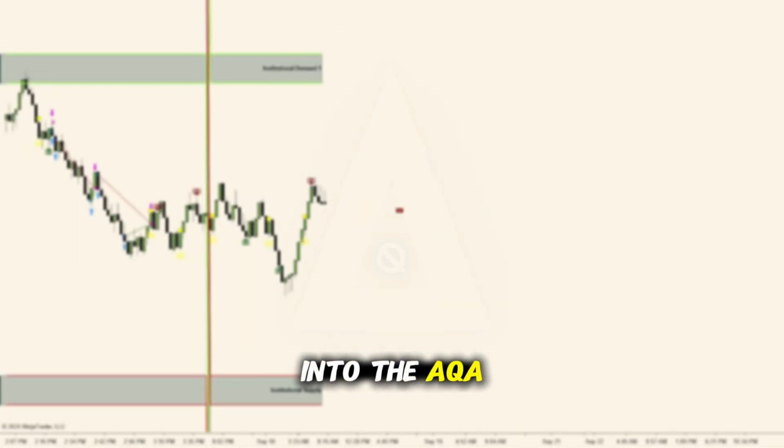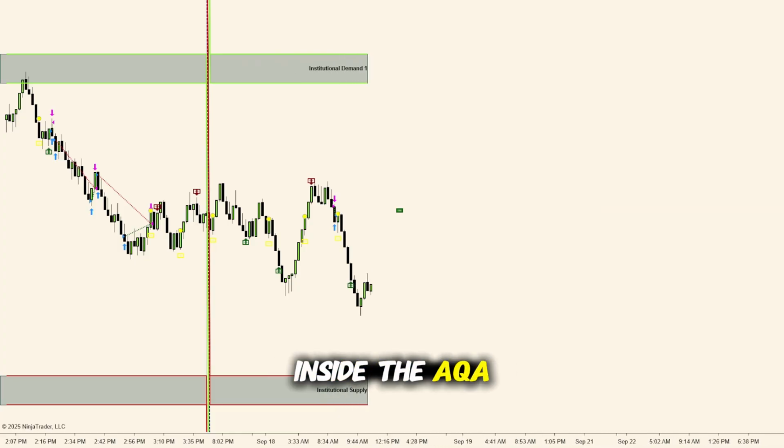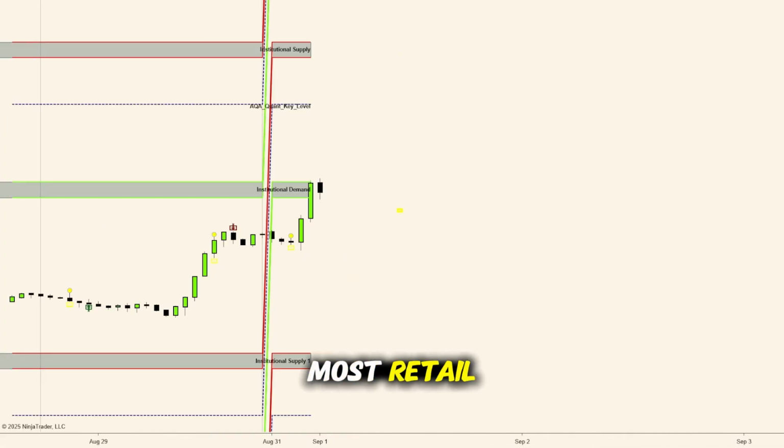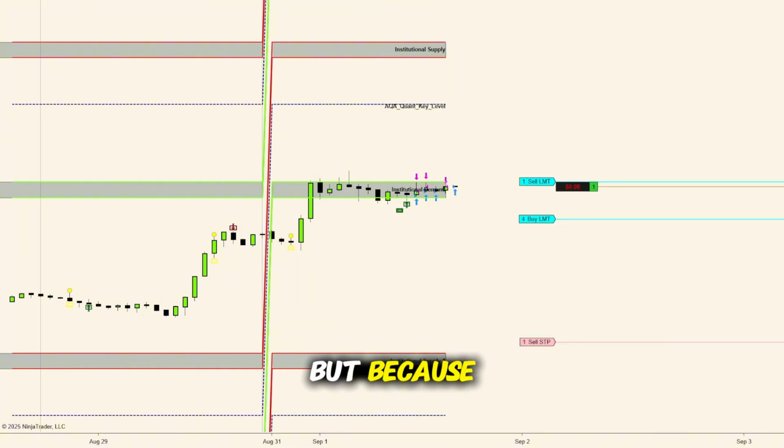Welcome, traders. Today we're diving into the AQA Quant Institutional Levels Indicator, one of the core tools inside the AQA suite that helps traders see and trade the same price levels that institutions and professional desks react to every single day. Most retail traders get stopped out not because their analysis is wrong, but because their timing is.